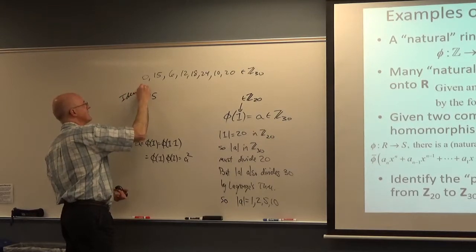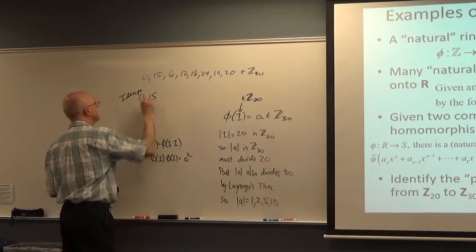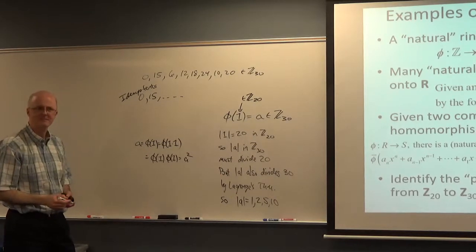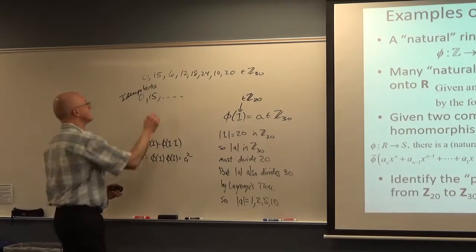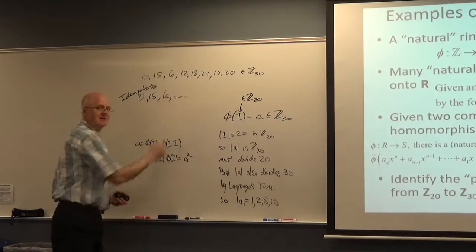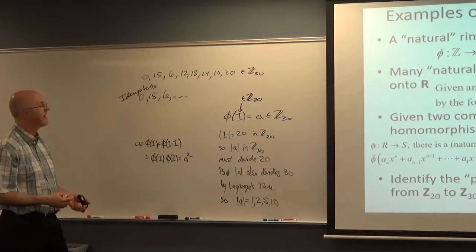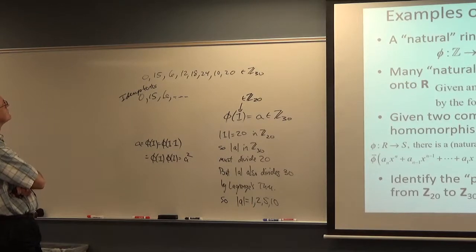15 is a possibility. Idempotents. I think there might be one or two others. Actually, 6 is a possibility. 6 squared is 36, mod 30 is 6. 6 is an idempotent. Not all of those are idempotents. 10 is. I was thinking not all of them are idempotents. Let's see. 20 squared is 400, 400 mod 30 is what?